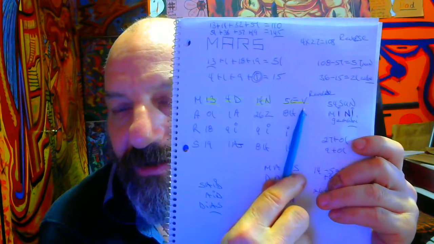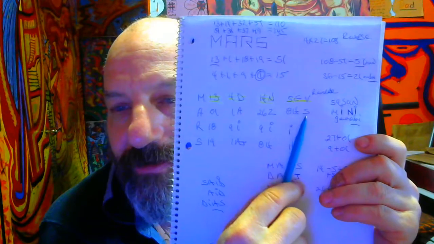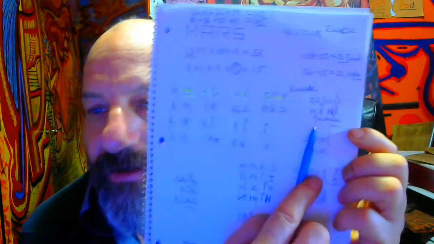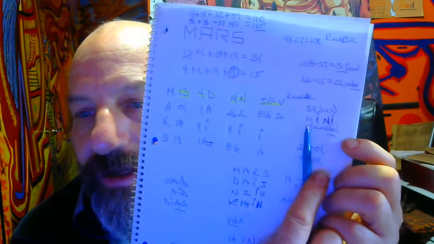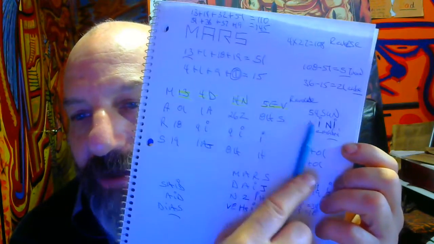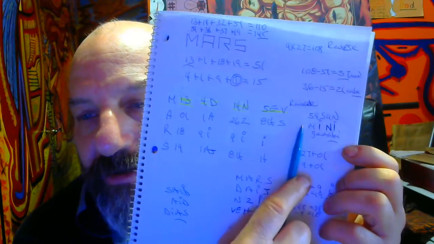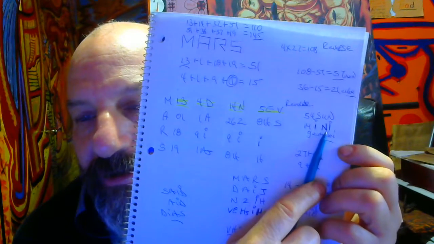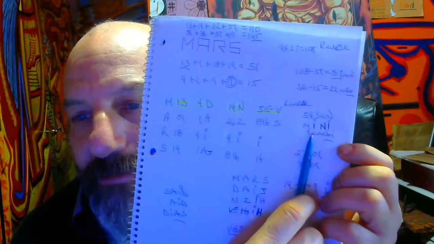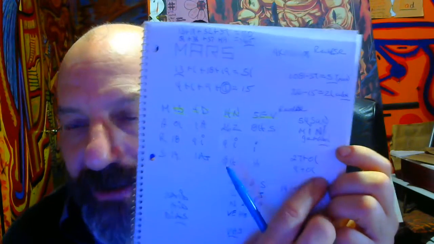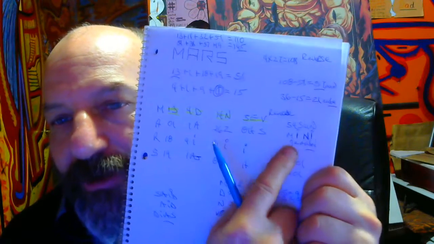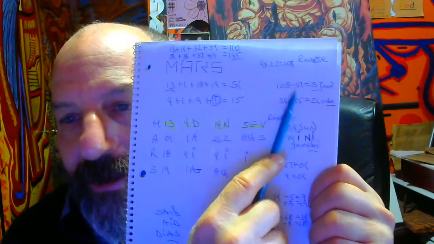H-I-N-Z-V-S, vodka Smirnoffs, vodka, Heinz. Sun, gematria, M-I-N-I, 13, 14, R and R. It says mini gematria. Now where did I get that number 13? I'm not really sure, but we're going to connect a little bit more to Mars.